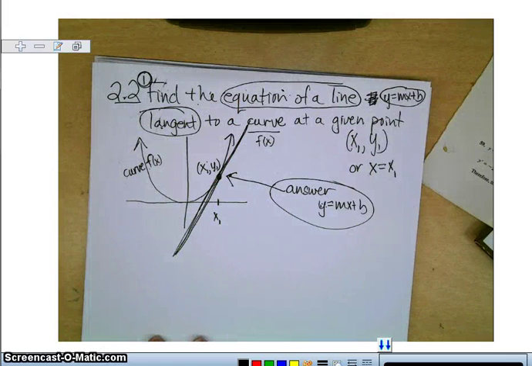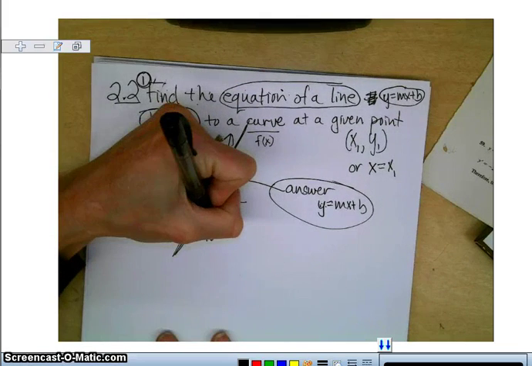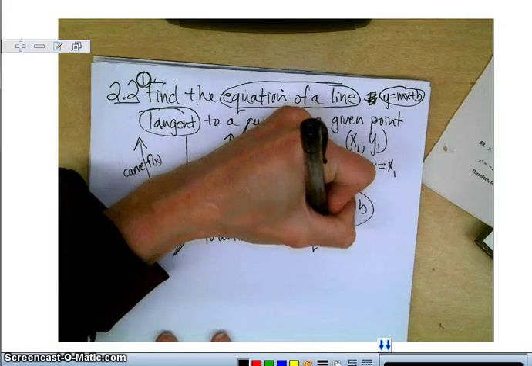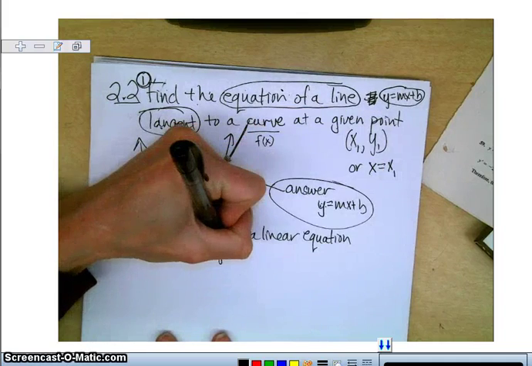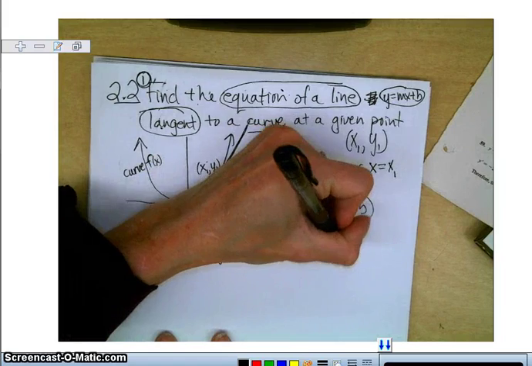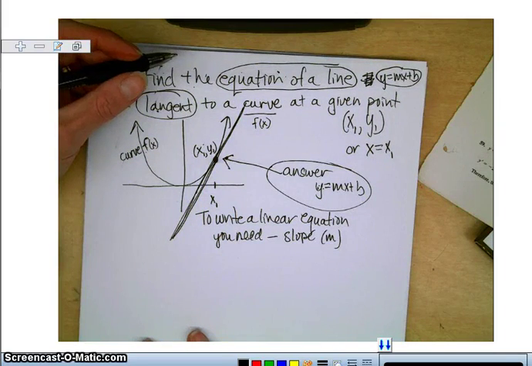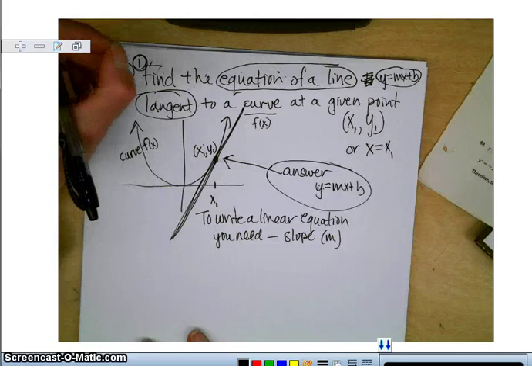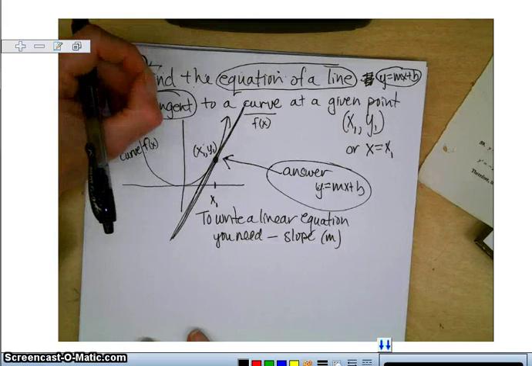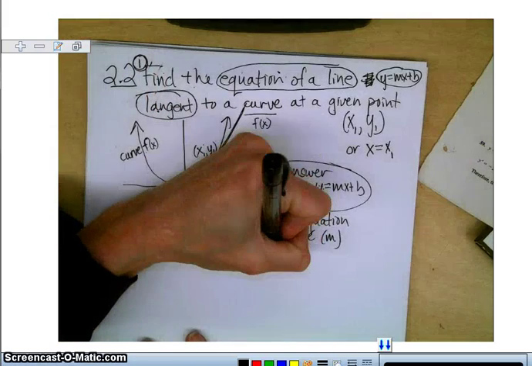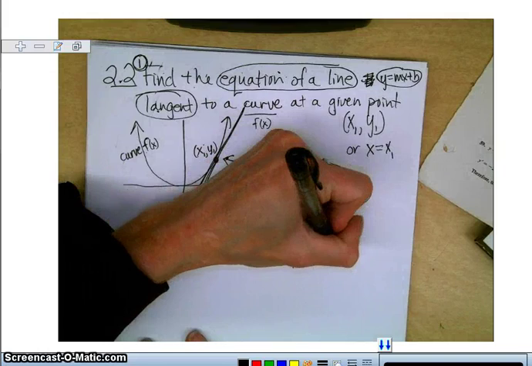So what information do you need to know to write the equation of a line? You need to know the slope to write a linear equation. You need the slope, right, which is m, and what else? What else? I'm not going to be given the y-intercept. Usually you aren't given the y-intercept. You need a point. You need the slope, m, and a point on the line.